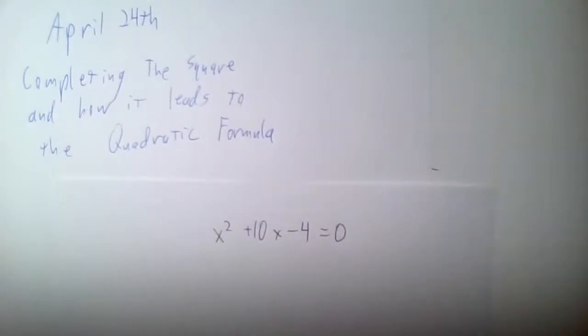Now, this is a quadratic equation. Again, quadratic just refers to the square piece of it. It's got a squared term in it and the other terms of lower degree.